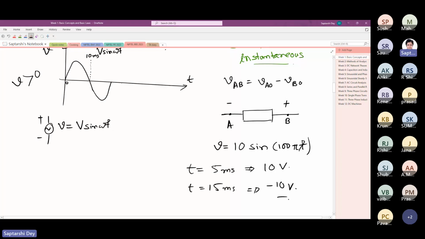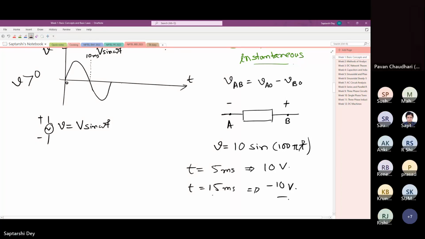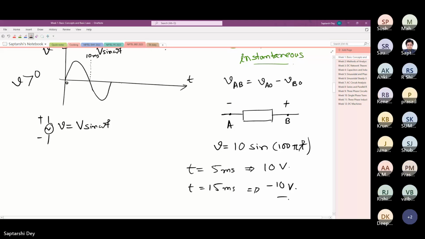That means at this moment, at t equals 15 millisecond, A is at higher potential than B by 10 volt. We can say now B is higher potential than A.